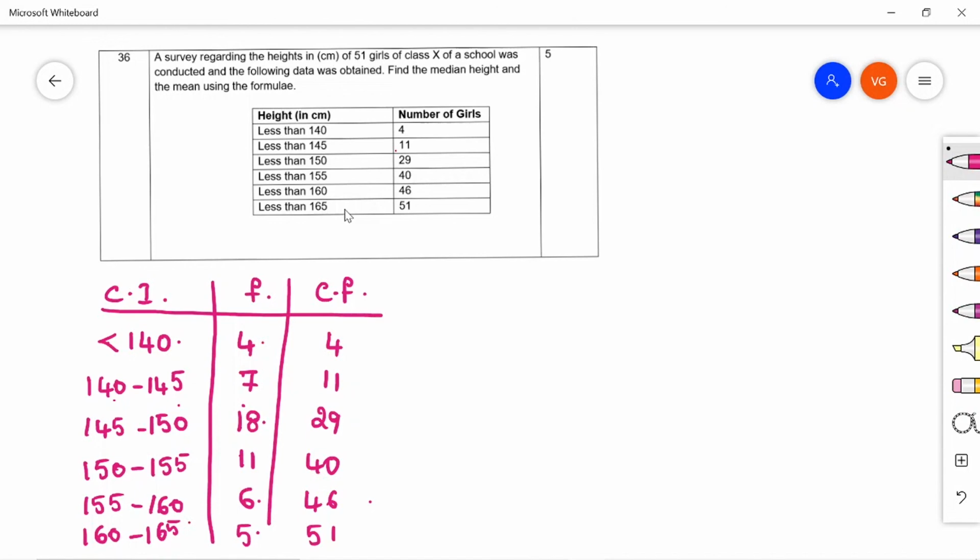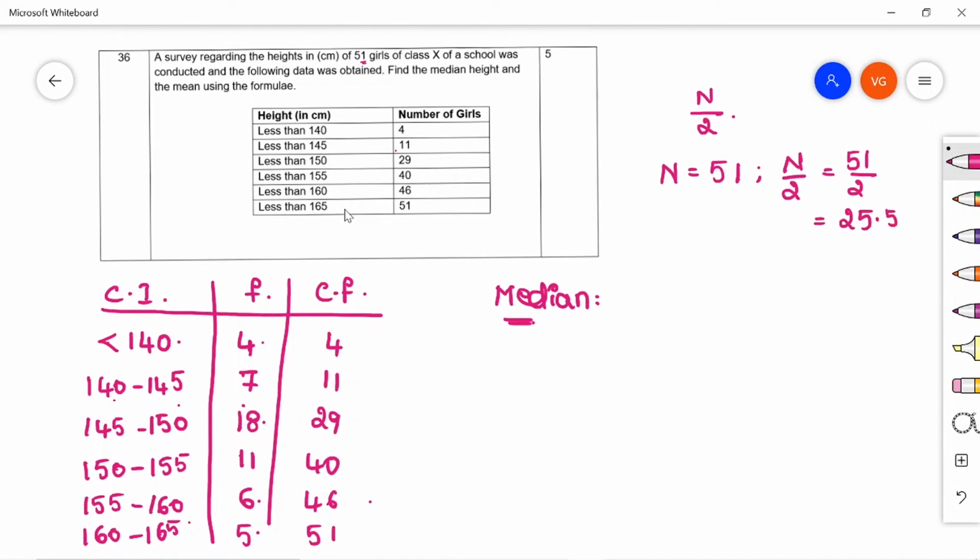Now let us try to find out the median. To find out the median, first we have to calculate n by 2. So for that calculate n. In the question itself you are given that there are 51 girls, so n is equal to 51. N by 2 is 51 divided by 2, that is nothing but 25.5. Now we have to select the cumulative frequency that is just greater than 25.5. That is nothing but 29. So the corresponding class is the median class. The median class here is 145 to 150.